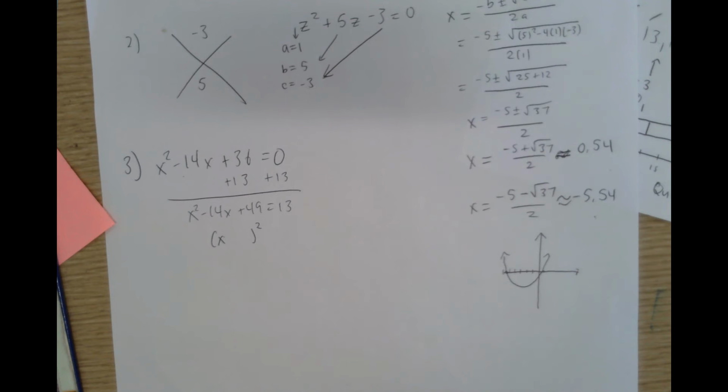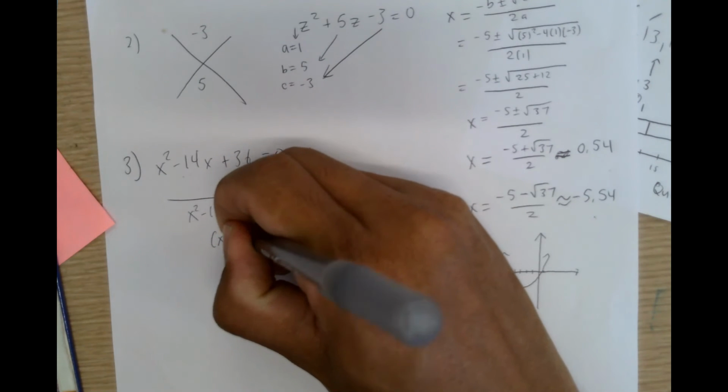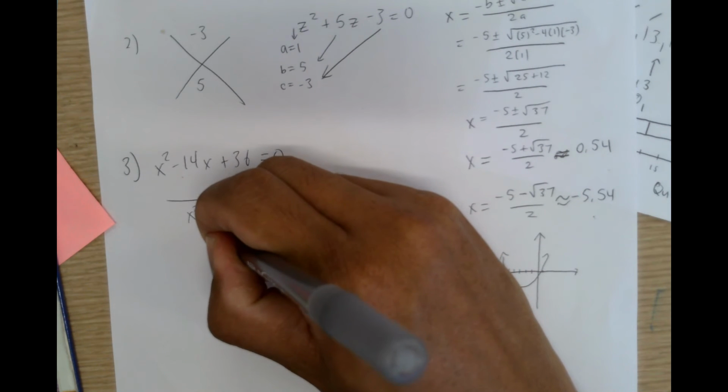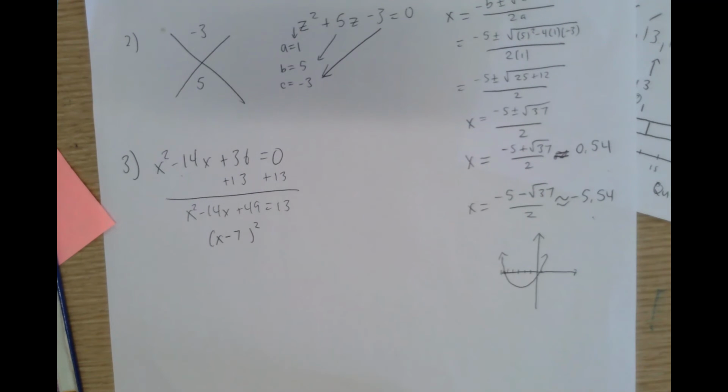Hopefully you all know 14 divided by 2. Joey again. It is 7. It's not just 7. It is negative 7. So this number, again, is always going to be half unless a is greater than 1.